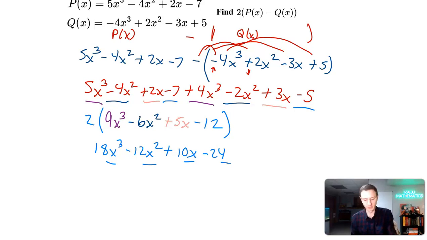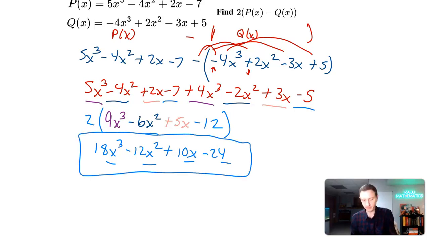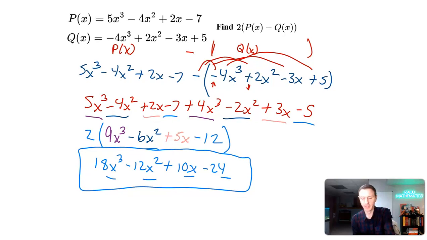So we are done. Two key pieces of information here. I am not doing 2 times P of x and then subtracting Q of x. See that? See the difference? I am doing 2 times P of x minus Q of x. So I'm subtracting the 2 functions and then multiplying by 2. So that's the first key. And then the second is making sure you're doing this distributive property correctly and taking the opposite of the whole entire Q of x, because you want to subtract off all of that Q of x there.